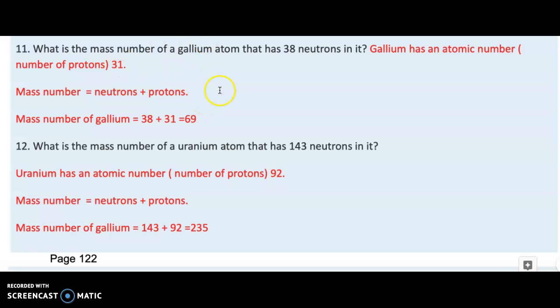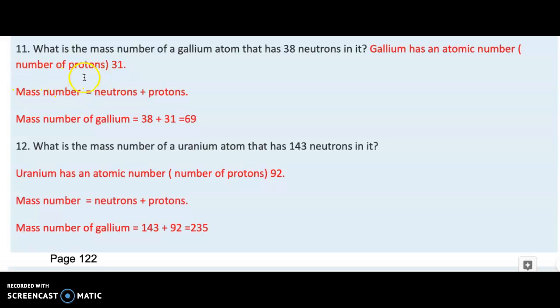Okay, we continue. So, what is the mass? Problem 11 is asking you what is the mass number of gallium atom that has 38 neutrons in it. So, you look it up in your periodic table. Gallium has an atomic number of 31, which is the same number of your number of protons.